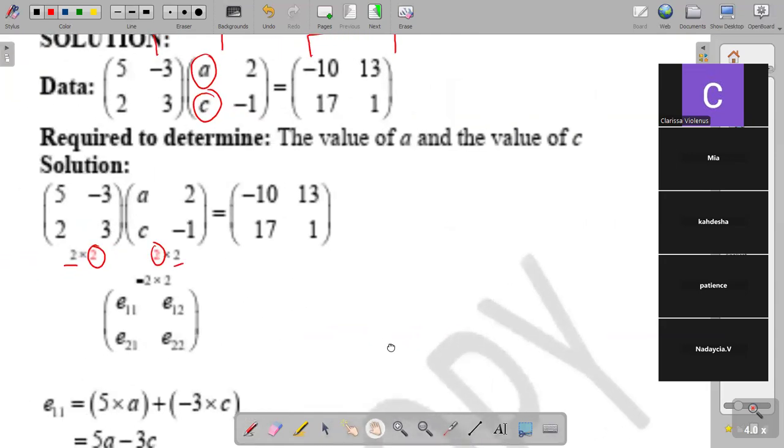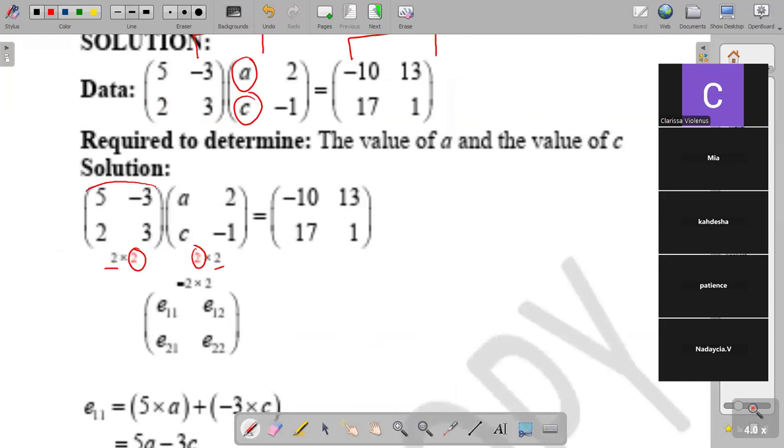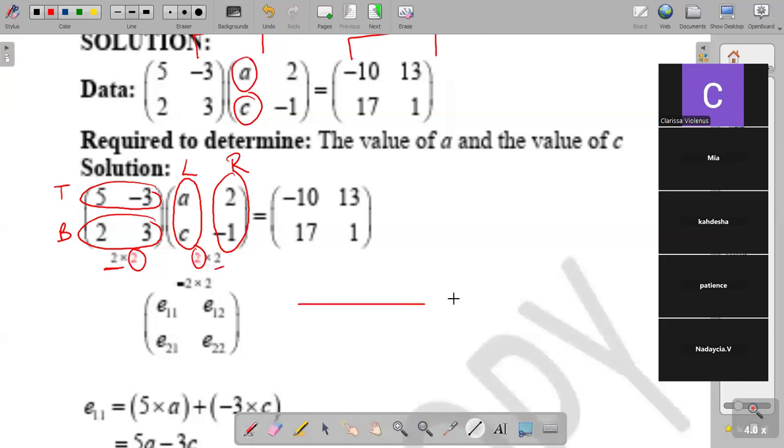So first thing I'm going to do is what? Circle my rows. This is my row. This is my row. What am I going to call this? Top. And I'm going to call this what? Bottom. Over here, I'm going to circle my columns. What am I going to label this? I'm going to label this left and I'm going to label this right. So I know I'm going to get a 2 by 2. So I'm going to do my 2 by 2 space, 2 rows, 2 columns space. Everybody ready? If you're ready, say ready, please.